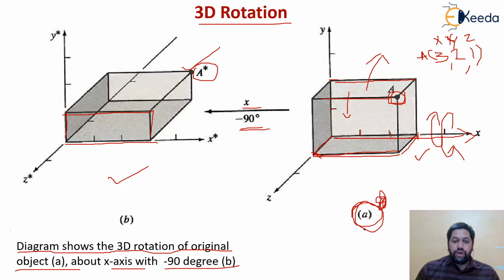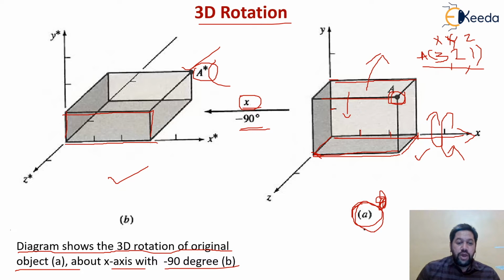Okay, so this original object 3D A, I'm going to rotate this object about x-axis. About x-axis means x value should be fixed. Now you will come to know that if my x value is fixed, so what values have changed? Suppose this is my A having the x value 3, y value 2, z value 1. What is the expected value of A star here? Yes, we can find out.